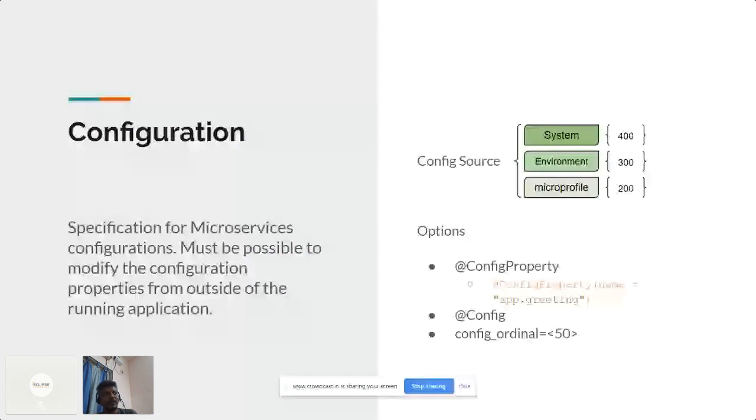So ConfigProperty is mainly used to access individual properties based on the key. If you see this example, app.greeting is a key available in the MicroProfile property file, and it is accessed through the ConfigProperty annotation. But in some cases, we may need more than one property in the same class file.